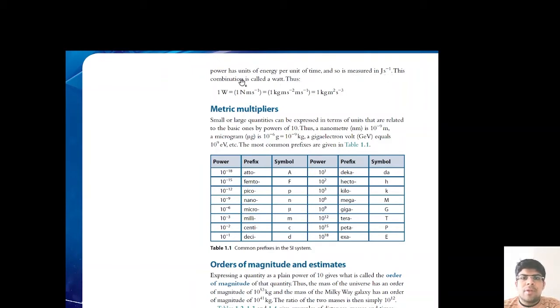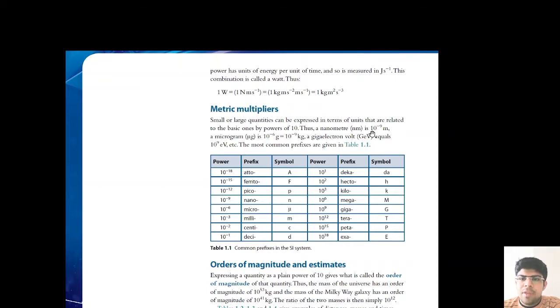So remember, the whole combination is also known as watt, and 1 watt is Newton meter per second, which also equals 1 kg m² s⁻³. And so, metric multipliers. Small or large quantities can be expressed in terms of units that are related to the basic ones by powers of 10.